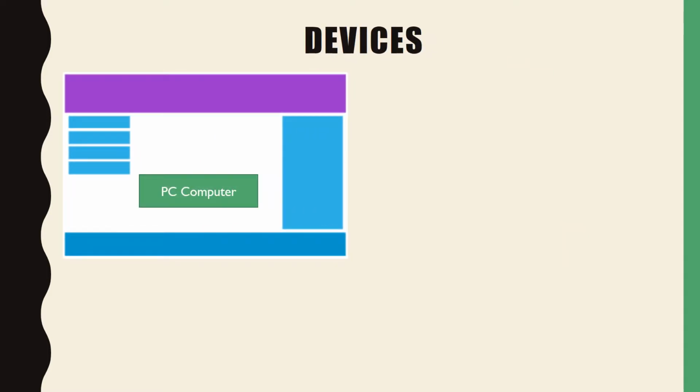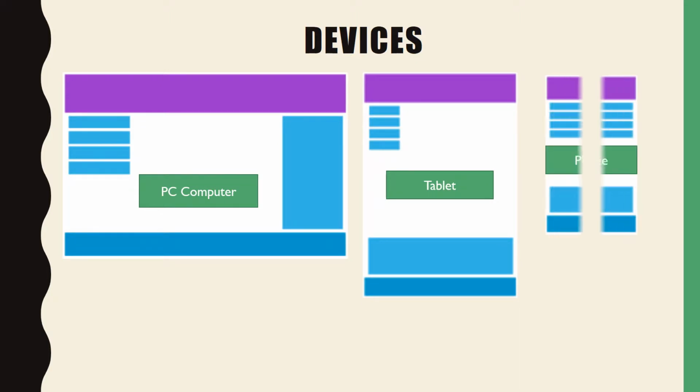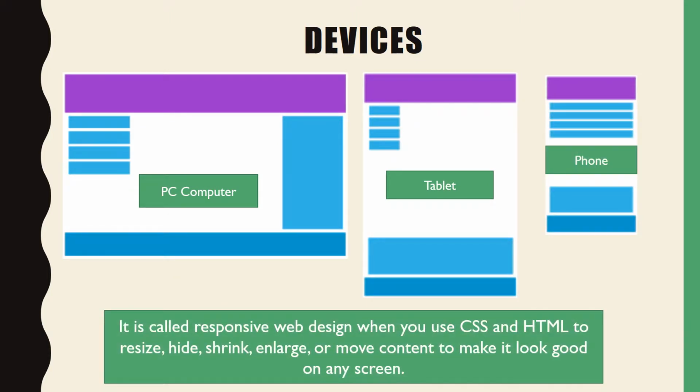Looking at this image, this device is a PC computer. Here is a tablet, and here is a phone. Notice that all of them are different sizes and widths. So in order for it to be responsive web design, you need to make sure that you resize, hide, shrink, enlarge, or move content to make it look good on any screen.